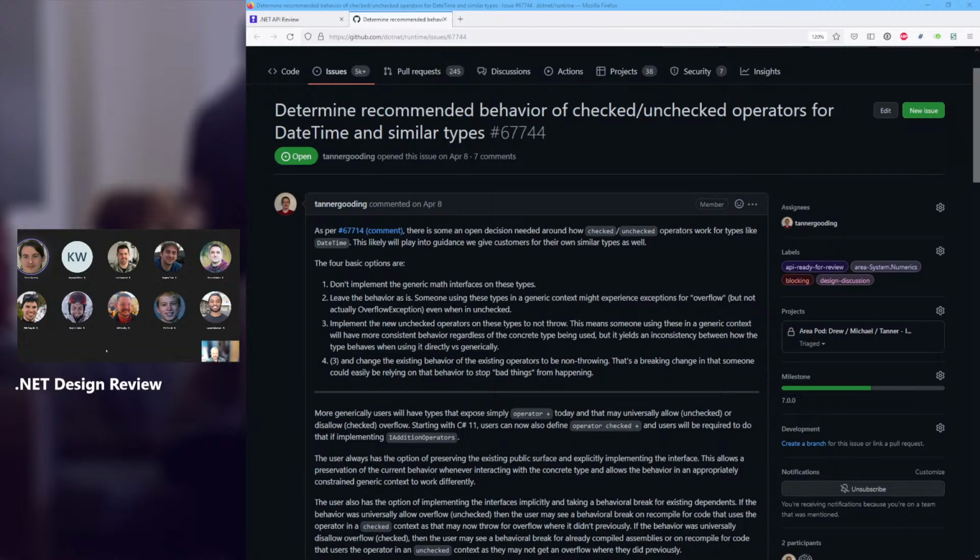And so the most impactful thing in the case of generic math is what do we do for decimal and BigInteger, which are two types which currently always throw, where them being numeric types and being used in non-generic context, users may want to now support both explicit overflow or explicit non-overflowing behavior.